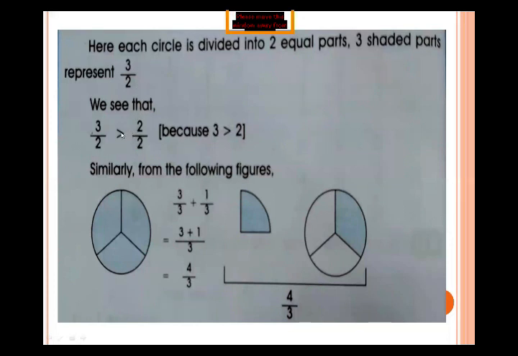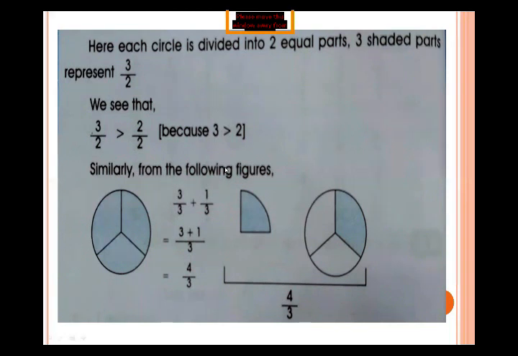Now we see that 3 upon 2 is greater than 2 upon 2, because see the numerator. Here the numerator is 3, and here the numerator is 2. It means that here 3 parts are shaded, and here 2 parts are shaded. That's why we say 3 is greater than 2. And which fraction is greater? 3 upon 2 is greater than 2 upon 2.